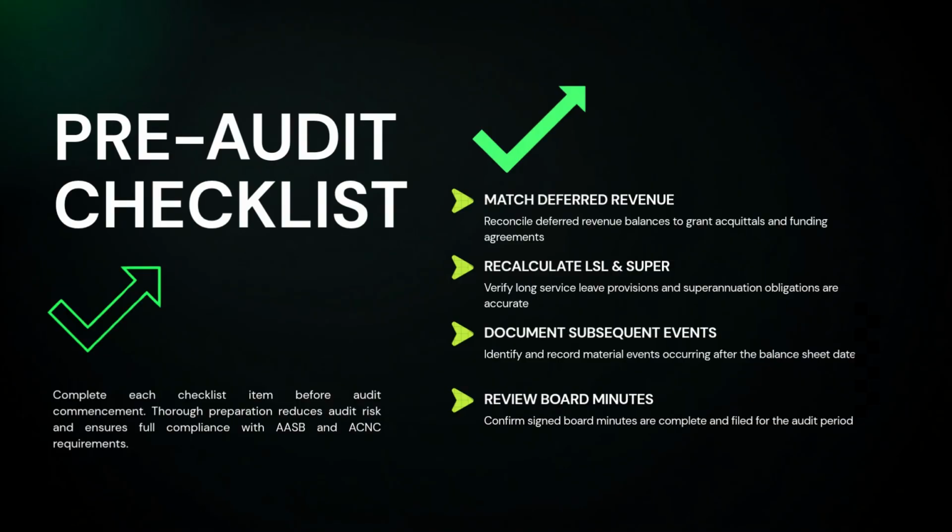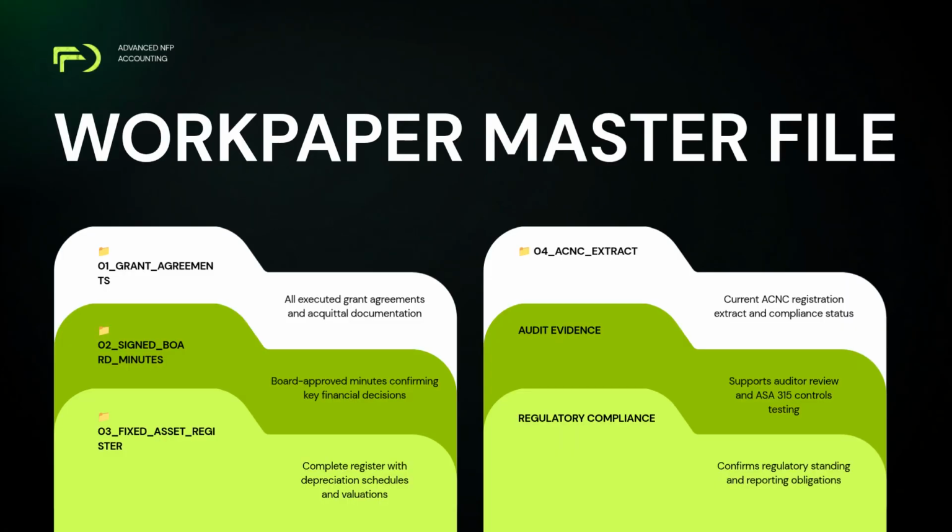4. The workpaper master file. Don't make the auditor hunt for data. Provide a digitized, indexed folder containing all new or varied grant agreements, signed board meeting minutes for the full 12 months, the updated fixed asset register, including impairment assessments, and extracts of the latest ACNC charity register showing active compliance.